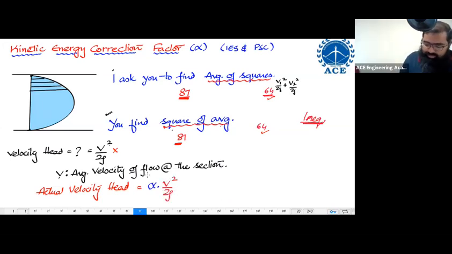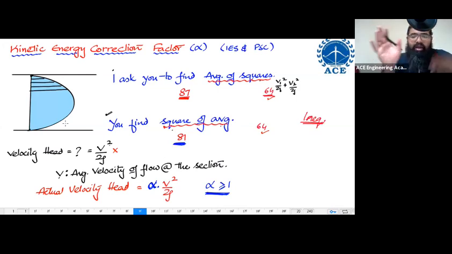This factor, alpha, is known as the kinetic energy correction factor. And remember, the kinetic energy correction factor should always be greater than or equal to 1, because what you are estimating is less than the actual value. It is less. Therefore, you should multiply by something greater than 1 so that 81 becomes equal to 87. Equality holds good only in one particular case. Which case is that? When you have a uniform velocity profile.